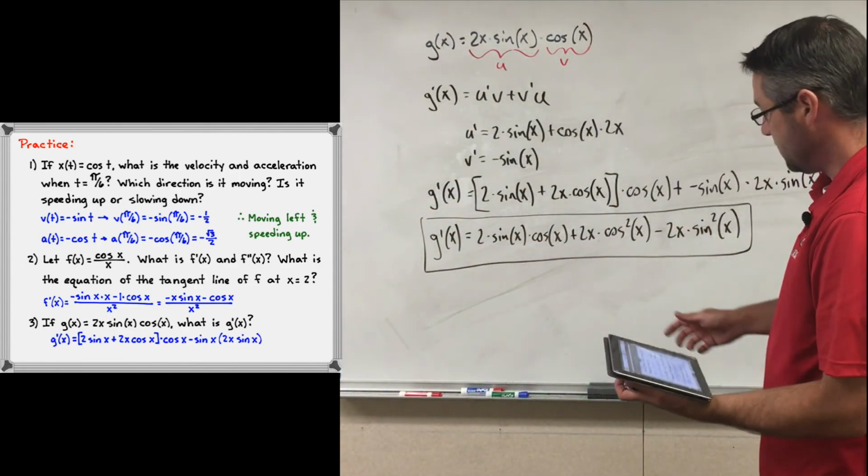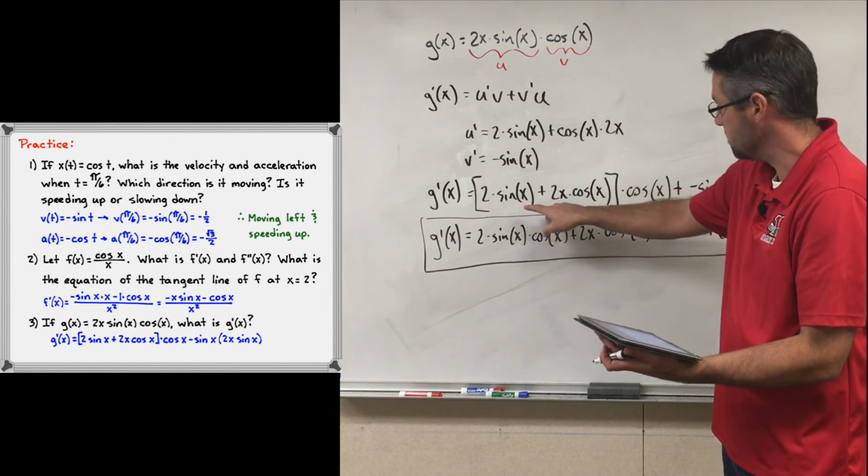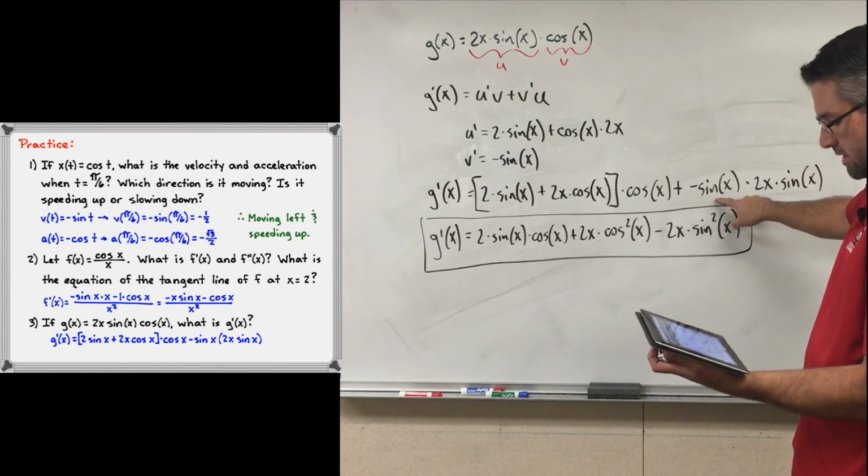So 2 sine of x, 2 sine of x. Oh, I got this one. 2 sine of x plus 2x cosine of x times cosine of x minus sine of x times 2x sine of x.